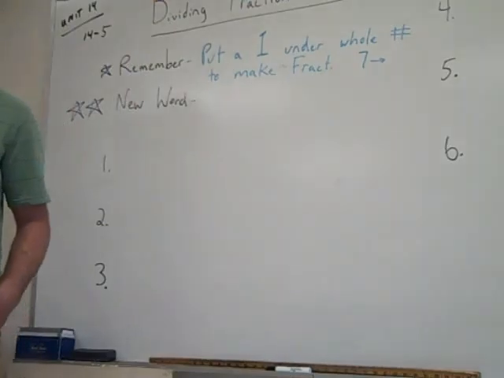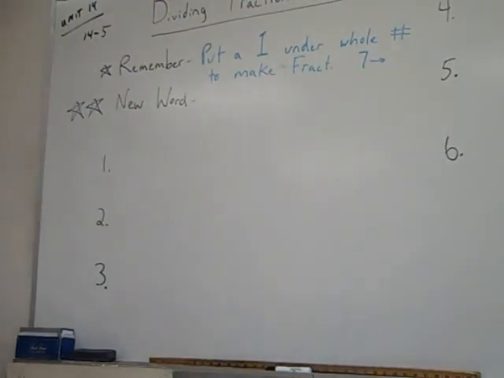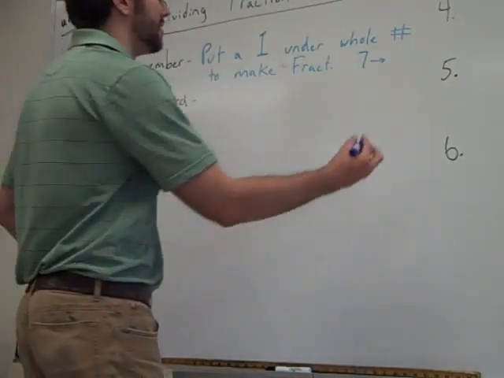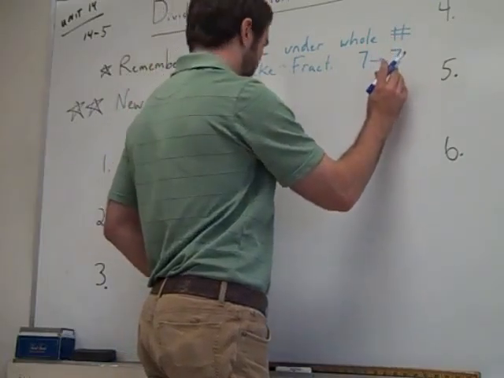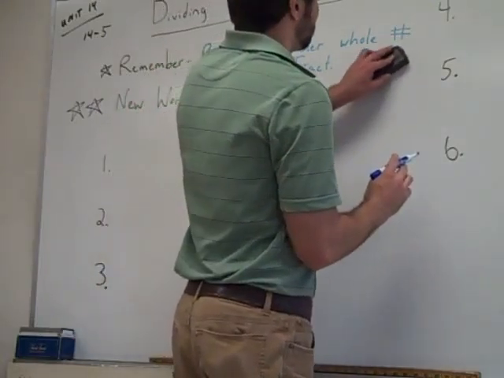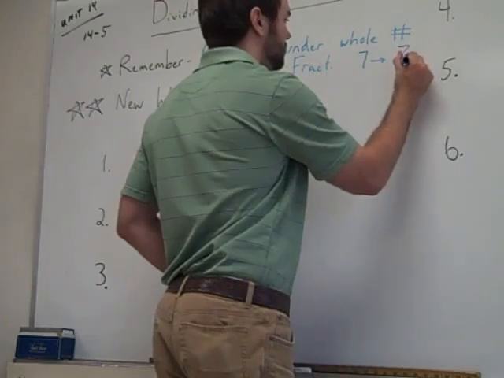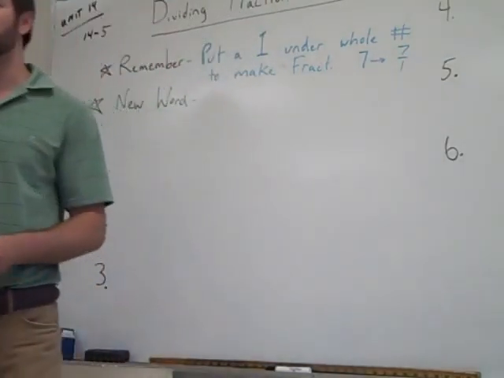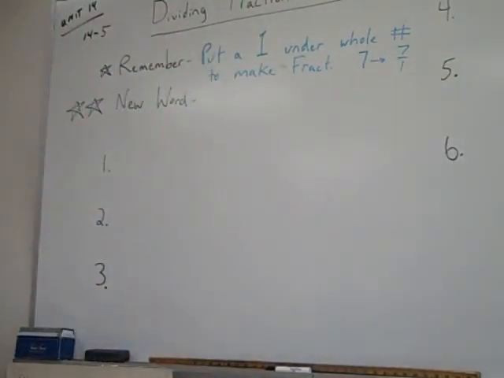So if I have 7, what do I get if I want to make a fraction? 7 over 1, right? It's that easy. What if I have 1,237? You do 1,237 over 1. So no matter what my number is, over 1 makes it a fraction, right?